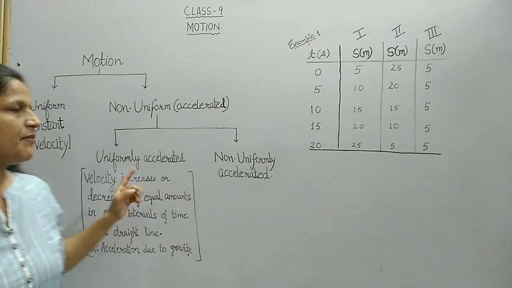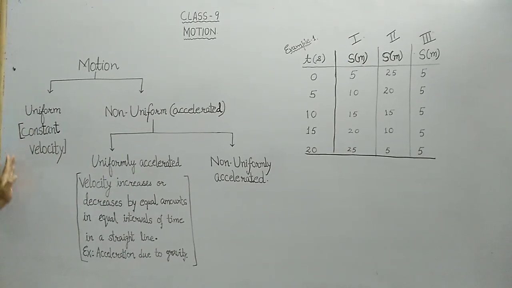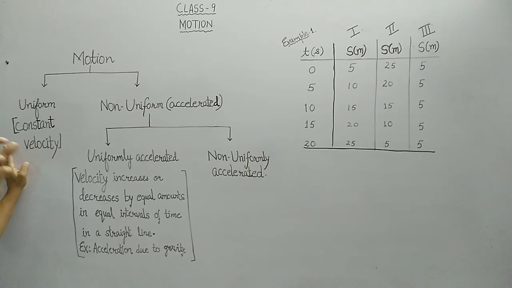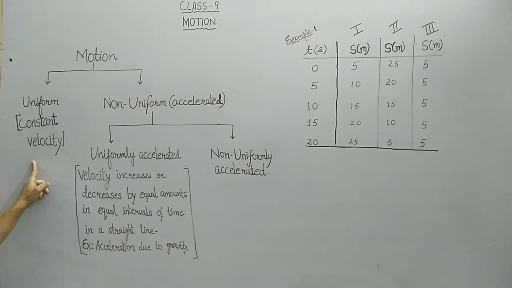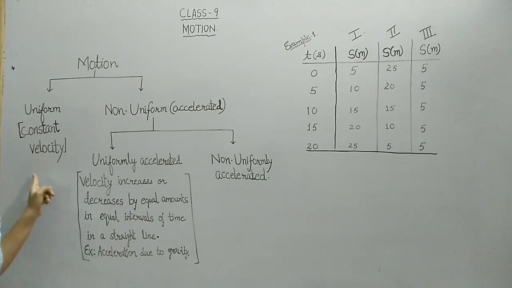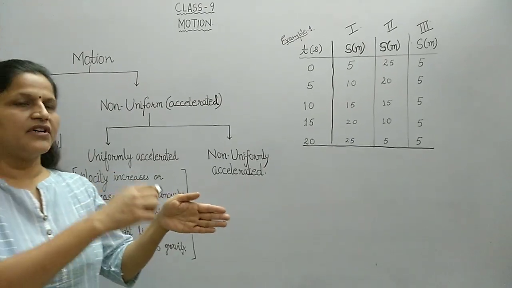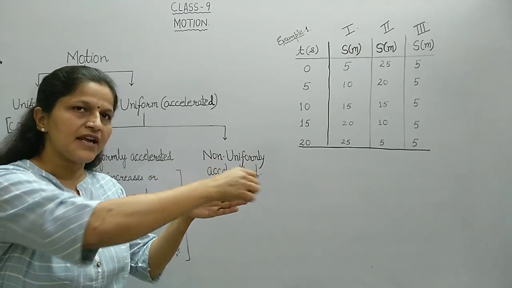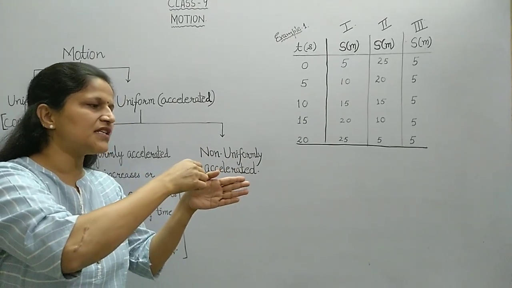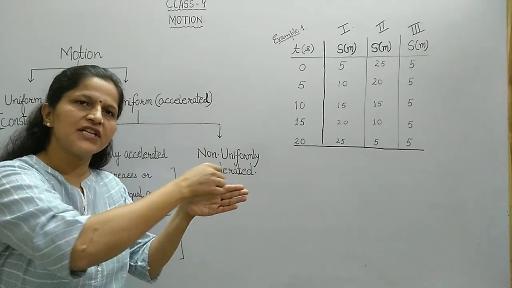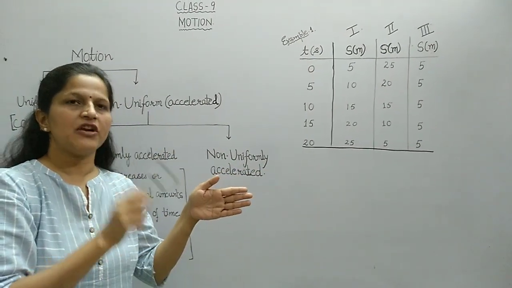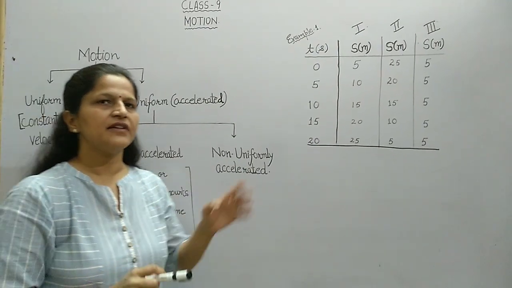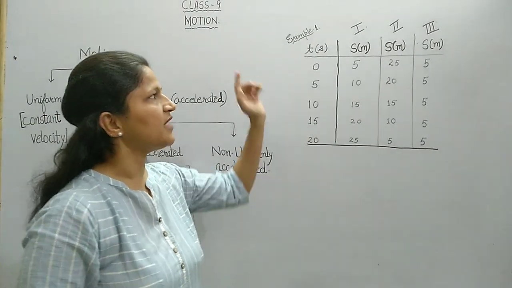So the first type of motion is uniform motion. Uniform motion, in concise form, may also be known as motion with a constant velocity, because here the object covers equal distances in equal intervals of time in a straight line. So it means that the motion is in a straight line with a constant speed, which means that the velocity is also constant. Uniform motion is that in which speed and direction both remain the same.